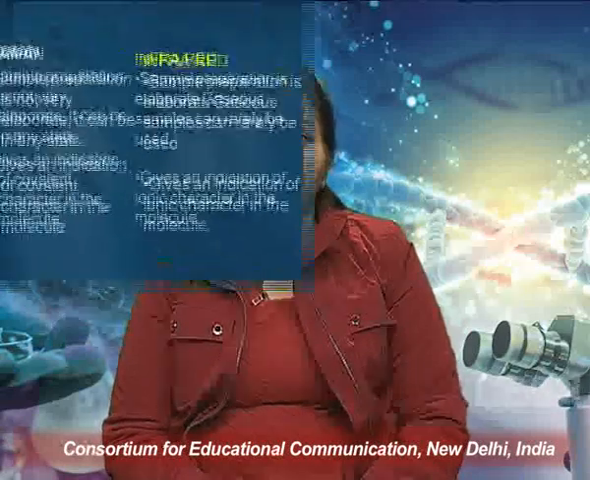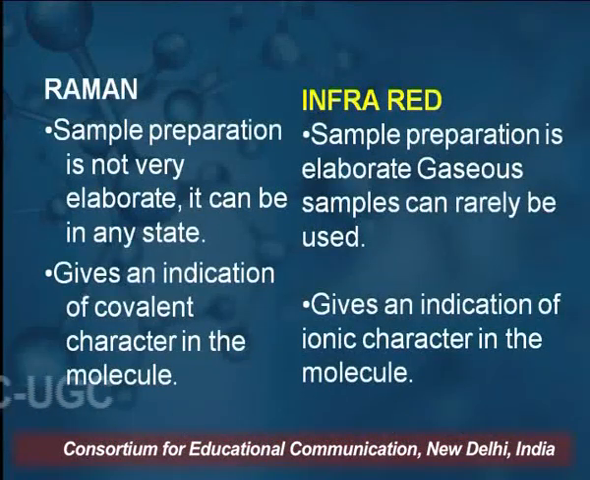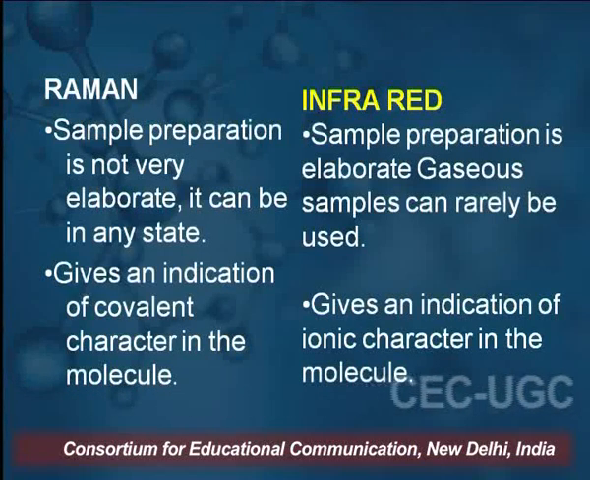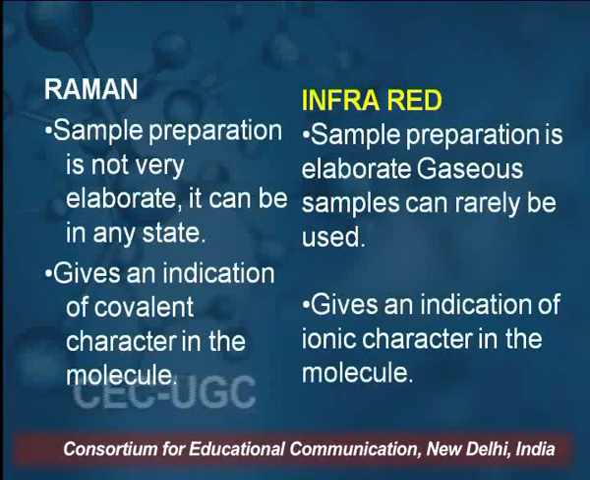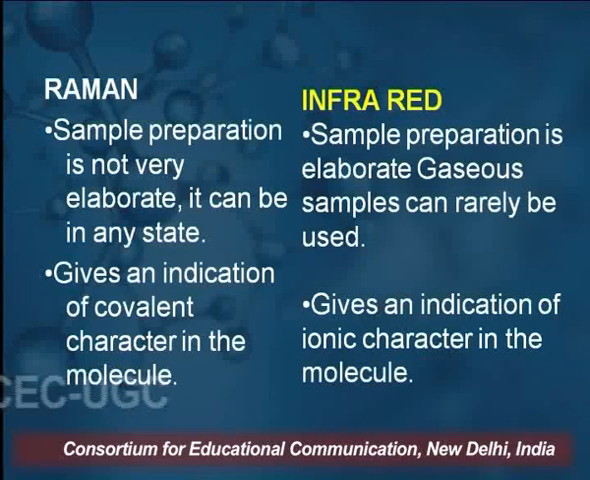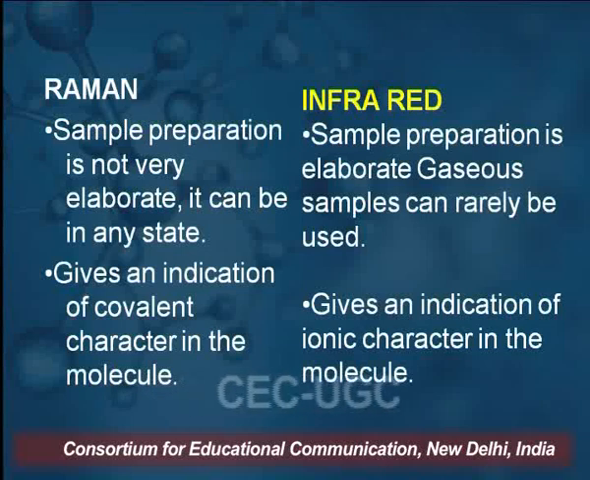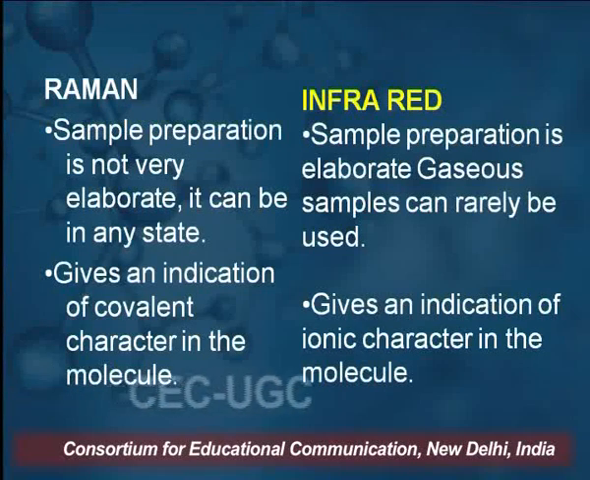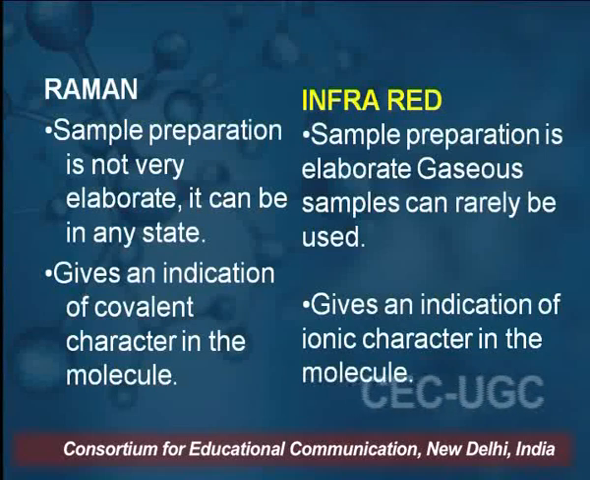In Raman, the sample preparation is not very elaborate, as we can use the direct state of the matter, but in infrared, sample preparation is elaborate and gaseous samples can rarely be used. Means in Raman we can get the spectrum of a gas sample, but in the infrared region we are not able to get it. Raman gives the indication of the covalent character in the molecules, but infrared gives the indication of the ionic character of the molecule. This gives the covalent, this gives the ionic.